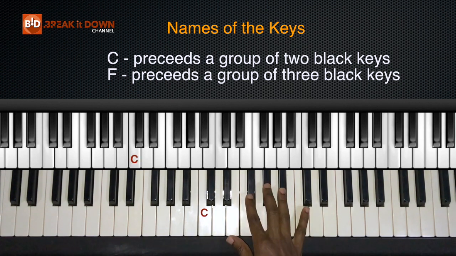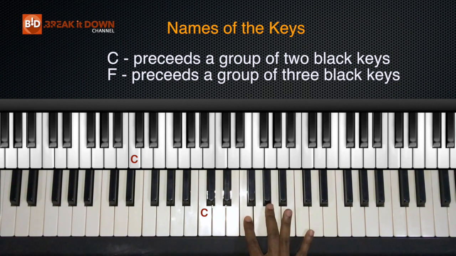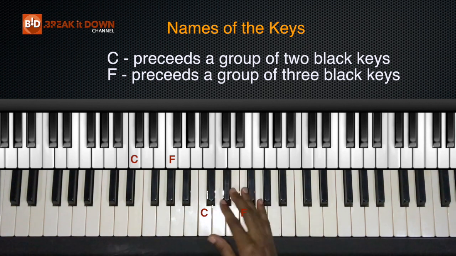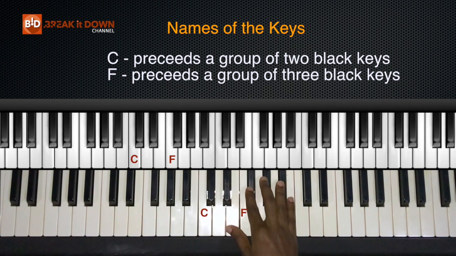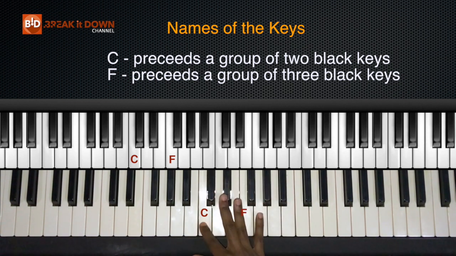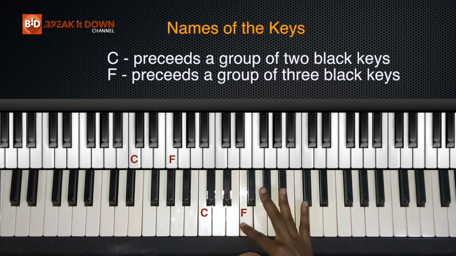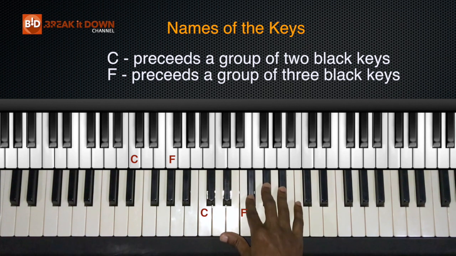Now let's look at a set of 3 black keys. The white key that comes before them is what? An F. So if you find yourself lost anywhere on the keyboard, at least you know that you can find a C or an F, because a C comes before a set of 2 black keys and an F comes before a set of 3 black keys.